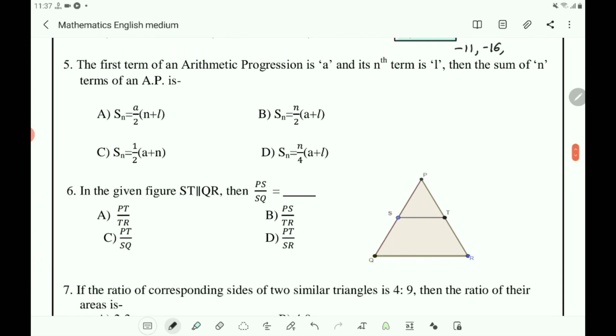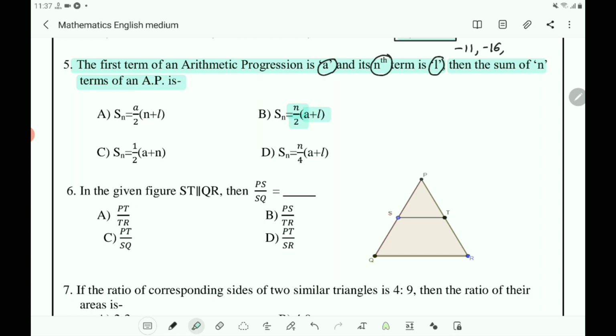Then take question number 5. The first term of an arithmetic progression is a and its nth term is l. Then the sum of n terms of the AP is. Here the first term a, the number of terms n, and the last term l are given. The formula to find the sum of the first n terms of an AP is Sn equals n by 2 into a plus l.